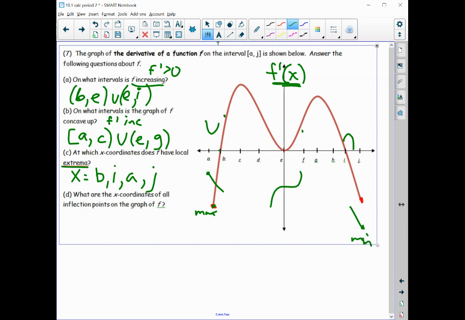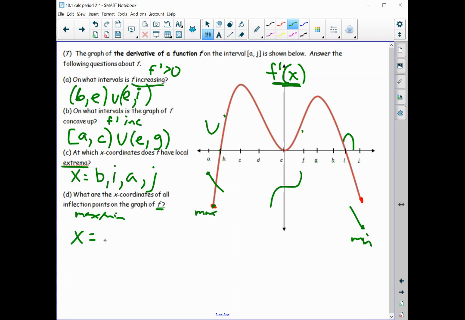What are all the x-coordinates of all the inflection points? If I'm looking for inflection points on F, I am looking for maxes and mins on F prime. So that's going to be x equals C, E, and G. Notice here, do not include the endpoints because inflection points have change involved, and there is no change at an endpoint. So you're just looking for the maxes and mins on the F prime graph.